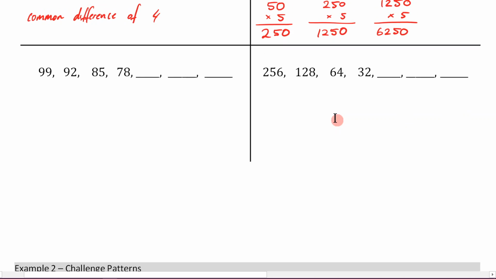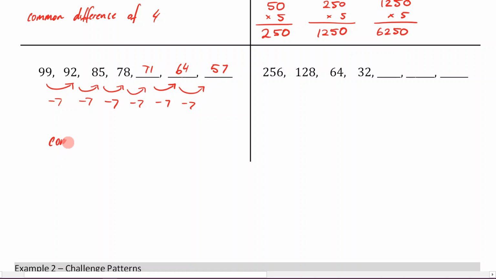So for this one now, I have 99, 92, 85, and 78. It looks like I am subtracting 7 each time, doesn't it? 92 minus 7 is 85, 85 minus 7 is 78. That looks good. So if I go 78 minus 7, that will take me to 71. 71 minus 7 takes me to 64, and 64 minus 7 takes me to 57. Perfect, that is our answer to that one. And if you wanted to, you could just write down common difference of 7.